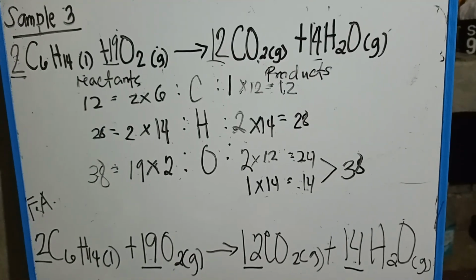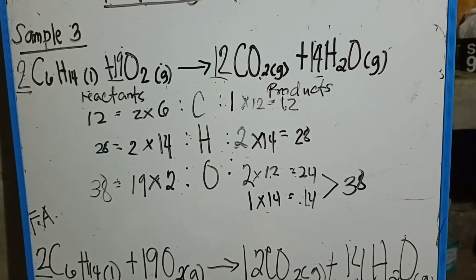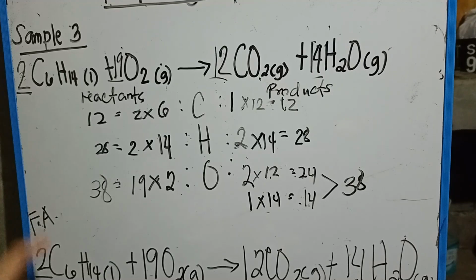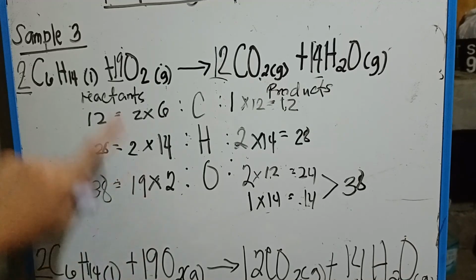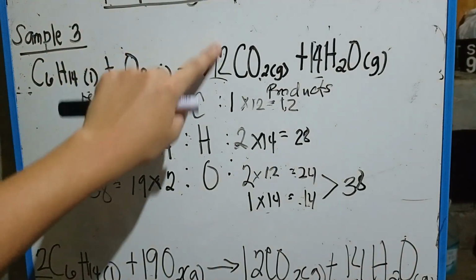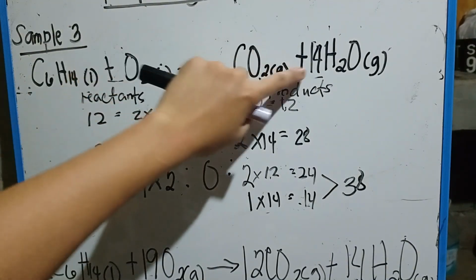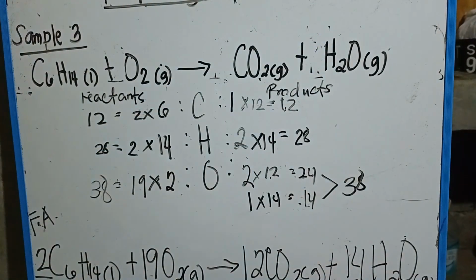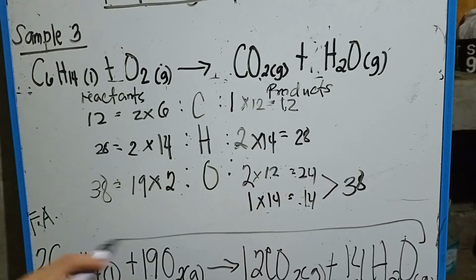So, these are the numbers that we could use in order to balance the equation. So, we have the 2, the 19, the 12, and the 14. So, this is now our final answer. It is already balanced. So, we have the 2 here, 19, 12, and also we have here the 14.